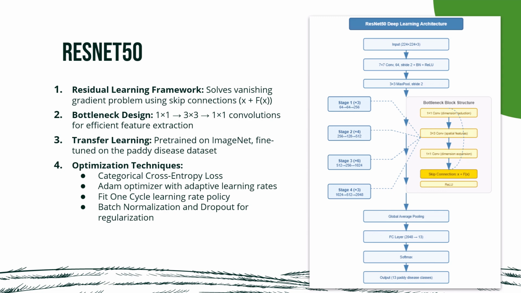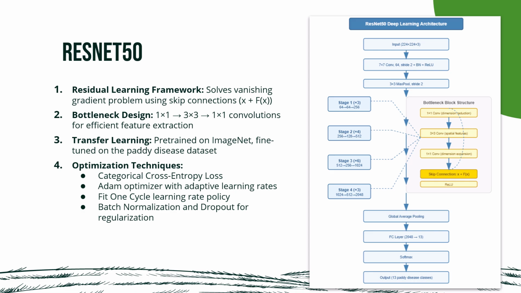ResNet 50's success in this work hinges on its residual framework, as seen in the chart, as it employs skip connections to mitigate vanishing gradients by preserving gradient flow through identity mappings layer by layer. The bottleneck design expands channels before spatial convolution, then reduces them back, providing a compute-efficient way to capture multi-scale features.